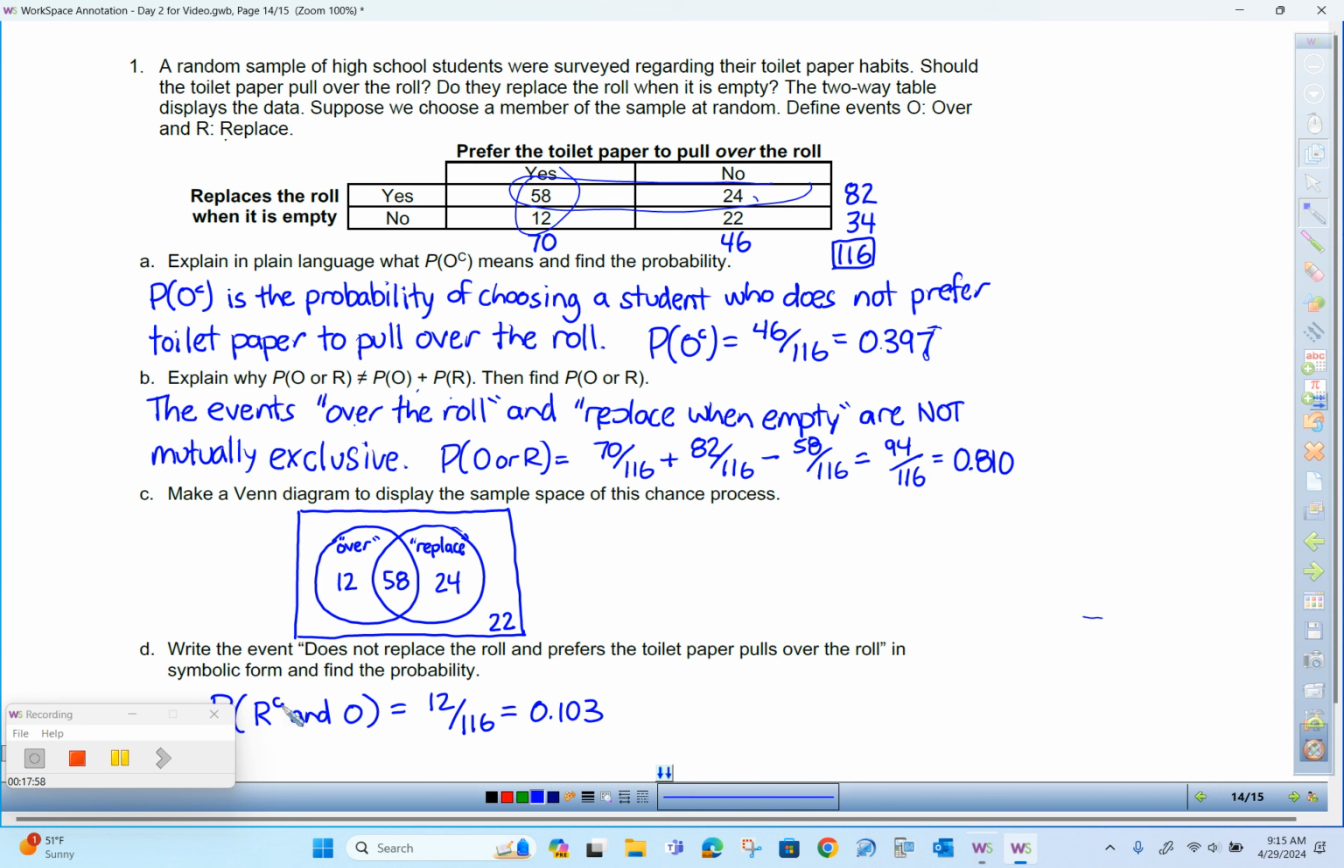And then hopefully you got this, R^C does not replace the roll. And even better if you have that symbol, intersect O. 12 out of 16 there. Again, if you have a repeating decimal, please write it that way.